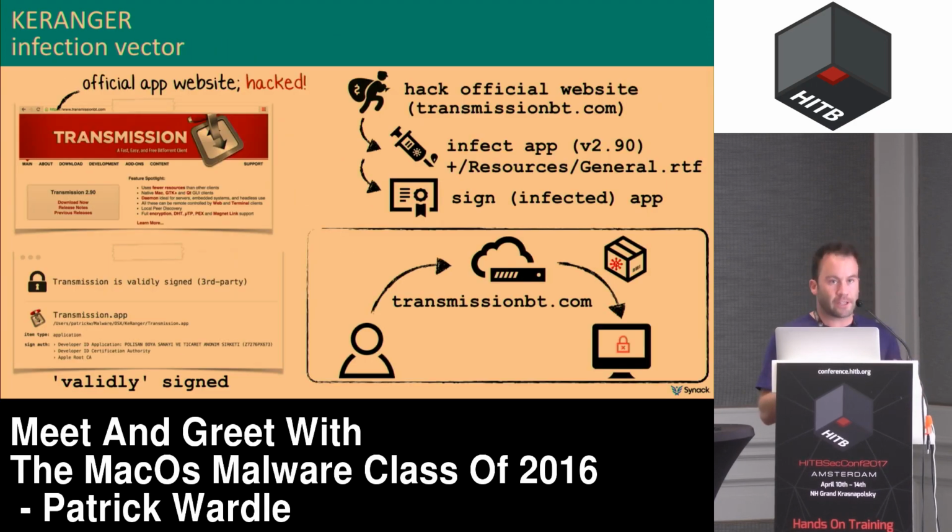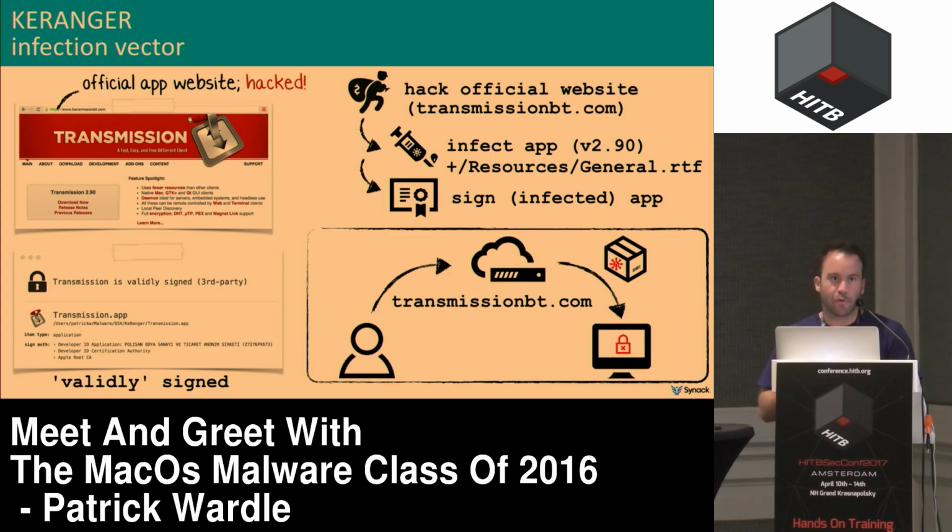In terms of its infection vector, how could users be infected with this piece of ransomware? Well, it turns out the malware authors actually hacked the official website of a popular Mac BitTorrent application named Transmission. What they then did is infect this application and inject their malicious ransomware into the application bundle. So when an unsuspecting user would go to the legitimate Transmission website to get the BitTorrent application, instead of getting a pristine copy, they would actually get a copy that had been infected with ransomware.